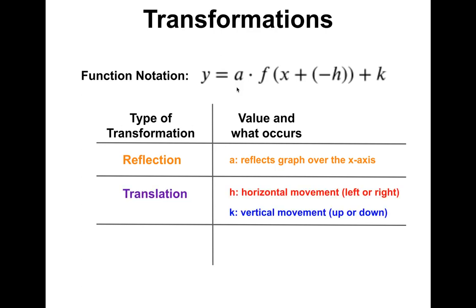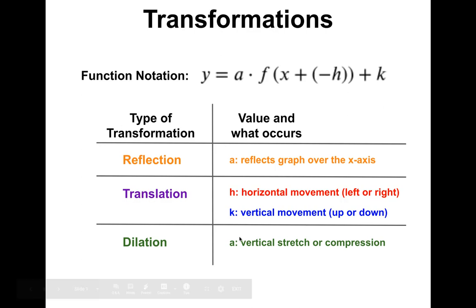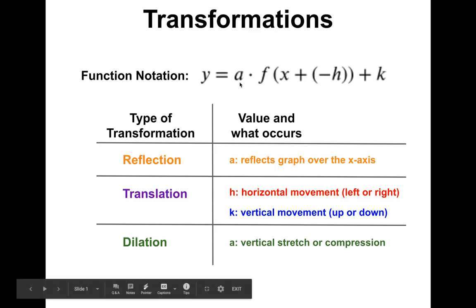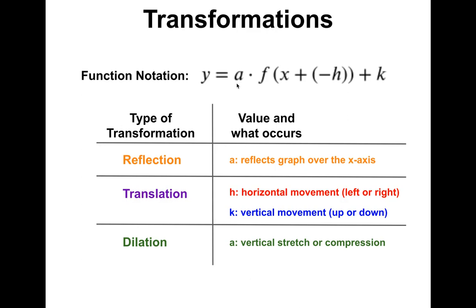There are translations. If it's an h value, it is a horizontal movement left or right, or if it's the k value, that is a vertical movement up or down. We can also have dilations of functions, and that is also using the a value. It can stretch a graph or compress a graph.